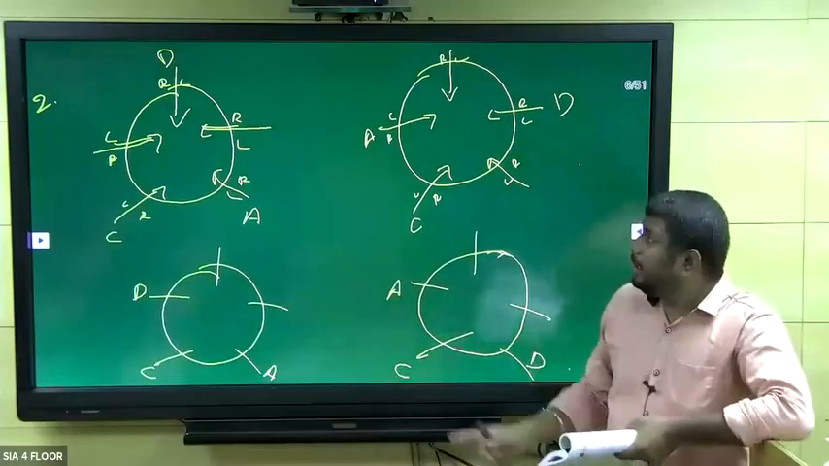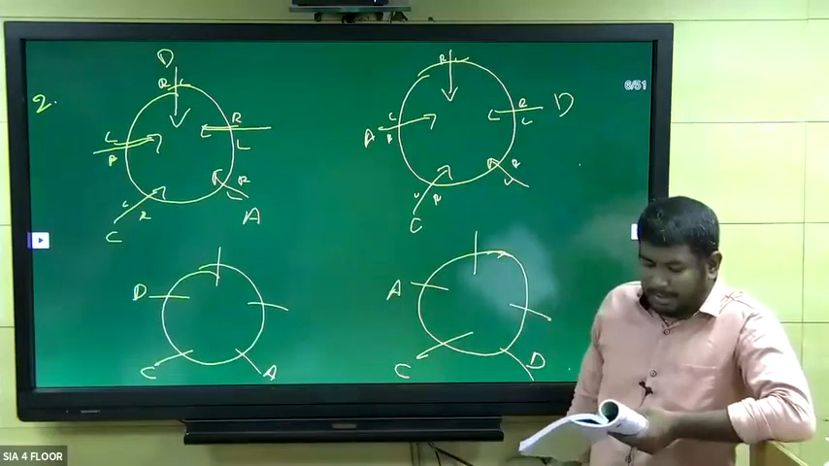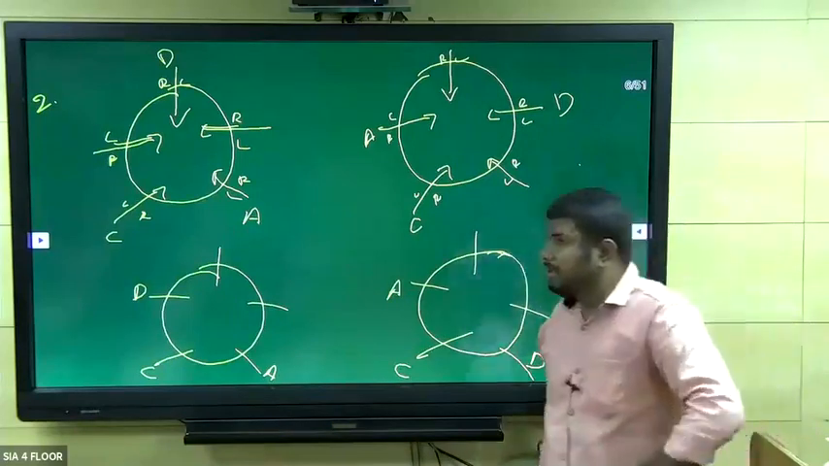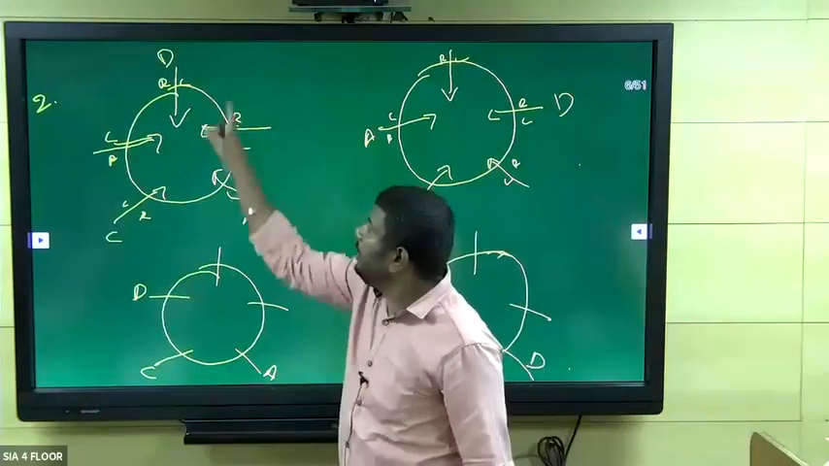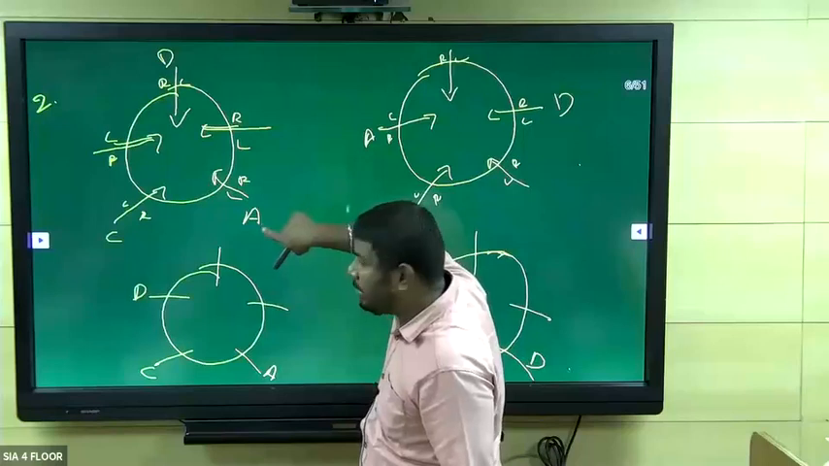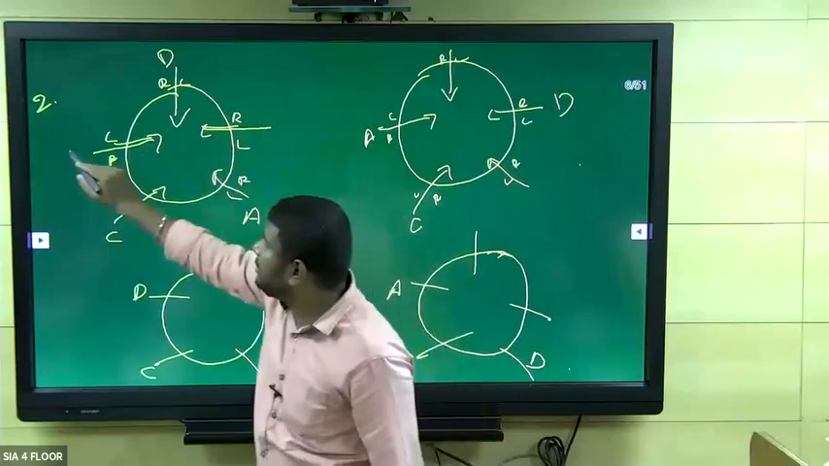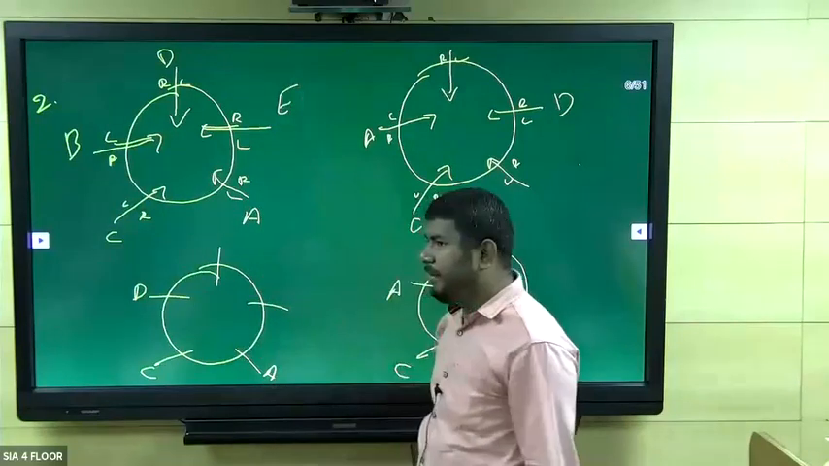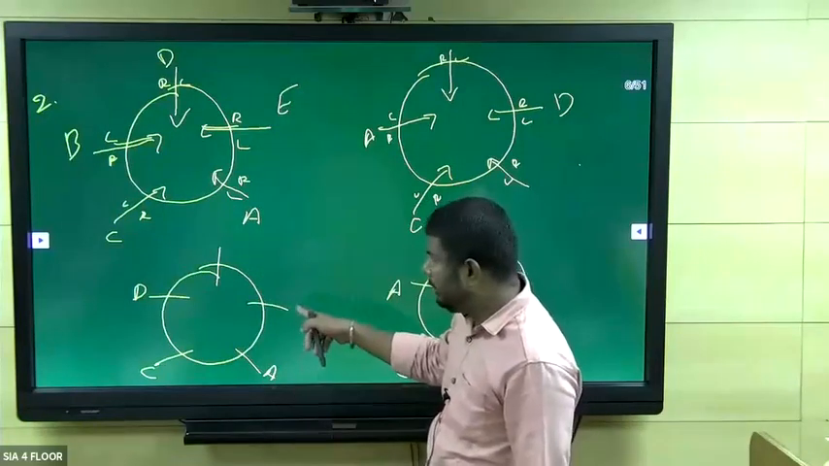Listen carefully. Now we have two left out places. Read the next clue. B is not seated next to A. We have two left out places. But B should not come here. That is the statement. B should not come close to A. Then the only possible place for B is here. Remaining one is E. The same way, here also, B should not come next to A.